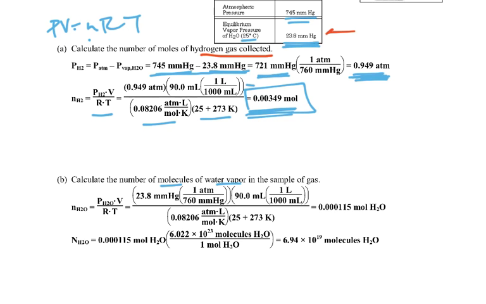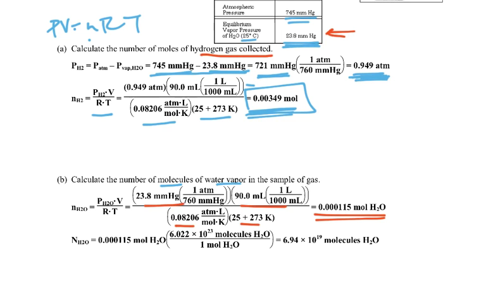Okay, we just saw that there. It's 23.8, so that's the pressure we're going to use. Change it to atmospheres. We know the volume. We're still using PV equals nRT, looking for moles. And we have our R, and we have our temperature, so we can get our moles of water.